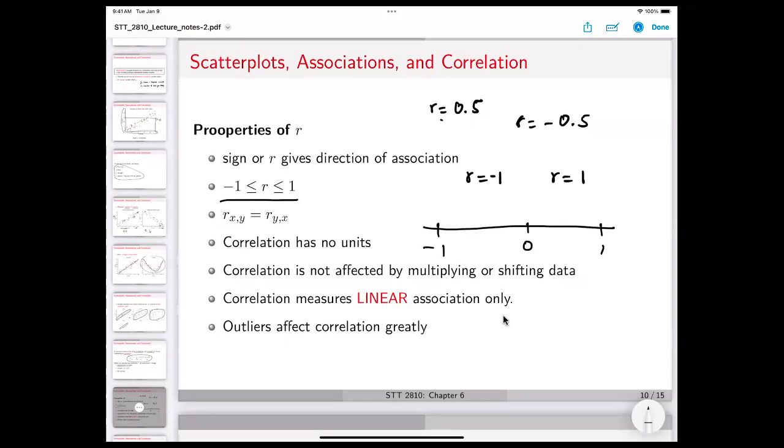So whenever R is closer to 1, it means that it is very strongly positive. Is that okay? If R is closer to -1, it is strongly what? Negative. Is that okay? Does that make sense? So for example, if you have R to be 1, it is perfectly what? Positive. Is that okay? If you have R to be 0.9, it is strongly positive.